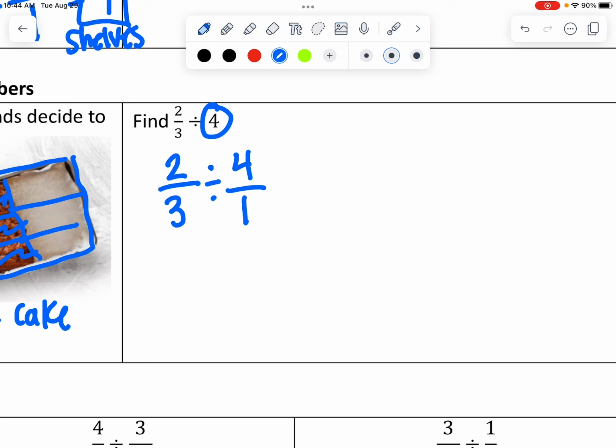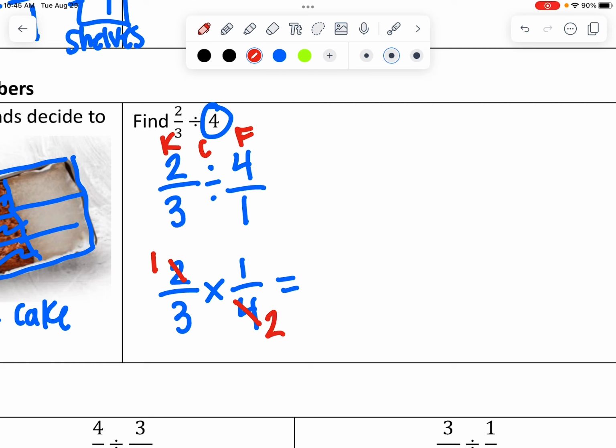Now I do keep, change, flip. I'm going to keep 2/3 the same, change my division to multiplication, and flip my second fraction. So it's 1 over 4. Can I cross divide anything? Yes, I can. I can cross divide my 2 and my 4, and I can divide them both by 2. 2 divided by 2 is 1. 4 divided by 2 is 2.